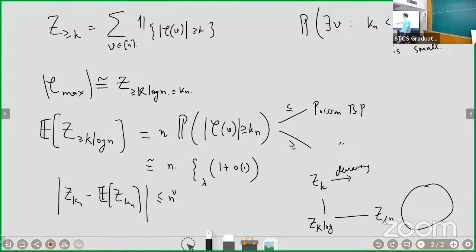We do this and this so that we can actually control this. That's the big thing. We don't have a direct handle on c max. We are doing it via this random variable, the number of vertices greater than k.